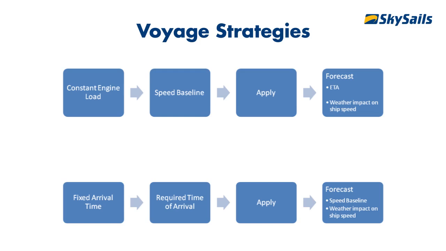If you have a date and time when the ship has to be at a specific point, choose Fixed Arrival Time. Enter the required time of arrival and confirm. The program will then calculate the forecast for a speed baseline for the voyage under consideration of weather impacts on your ship. The results will also be displayed in the diagram.